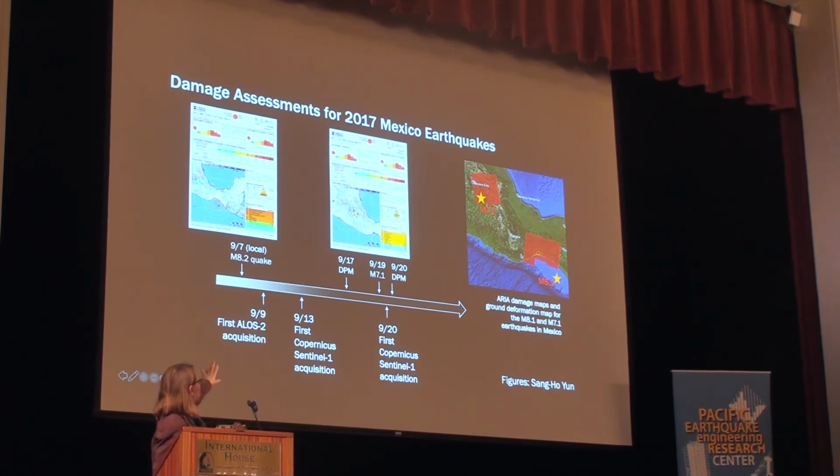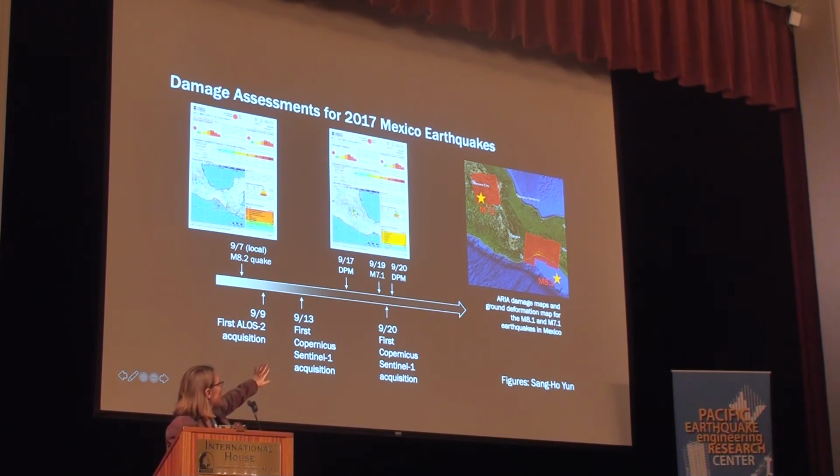In the first earthquake in Mexico in 2017, a magnitude 8.2, it took 2 days before there was a first overpass from a Japanese satellite called ALOS-2, and then it was 6 days later before the first Sentinel-1 overpass came. And then it took us a while to generate a DPM because we had not generated a damage proxy map from that data set.